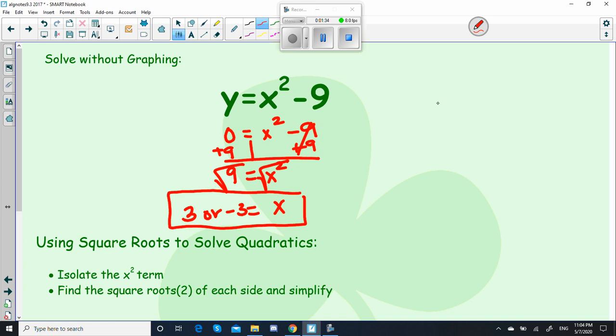Another way that we could do this, we could graph. We could find the vertex and set up a table, and then wherever y is 0, that would be where it crosses. Another way we could do it is we could solve by factoring.